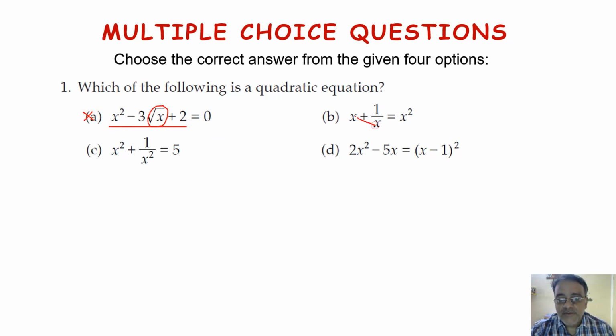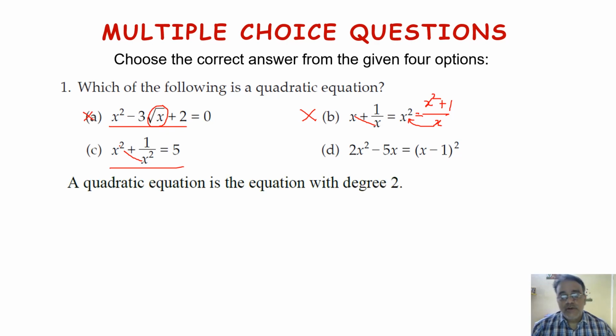Right. Now if you take LCM here, it will become x square by 1 upon x, right? And if you cross multiply, we are getting x cube. So this is also not a quadratic equation. And if you again take LCM, it will become x to the power 4. So we know that a quadratic equation is the equation with degree 2, and the power of the variable should be a whole number. Okay, so only one option is left, that is the last one.